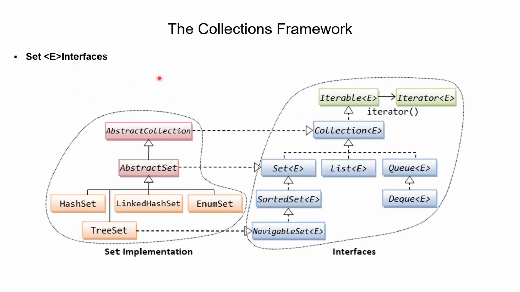Very similar here with set interfaces. We can see the collection again, the way it comes down. We can see set, the set interface, the abstract set, and we can see here the hash set, the linked hash set, the enum set, and the tree set that are part of the set implementation coming off the set interface. And the tree set is also related to the navigable set.